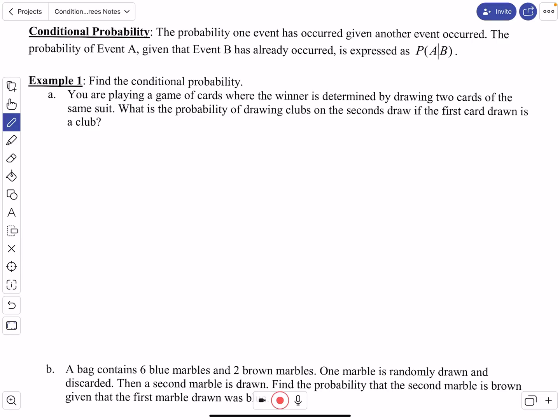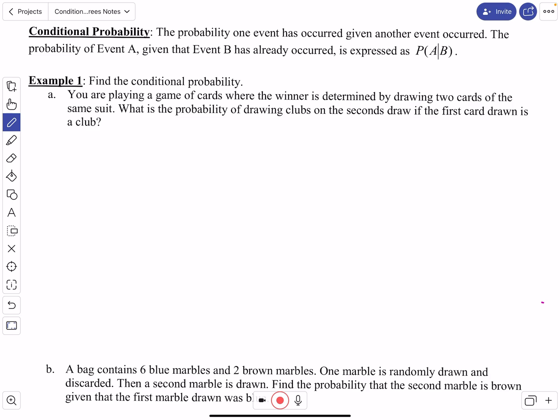Okay, this is conditional probability, continued. This time we're using trees to help us solve, because sometimes our conditional probabilities don't fit in a table, and we have to use trees to help us solve them.